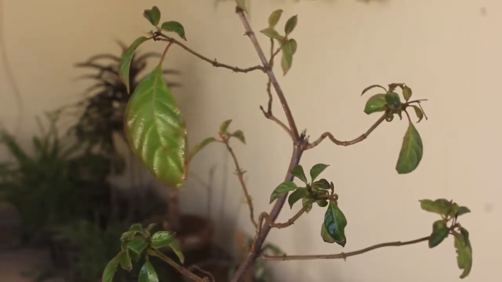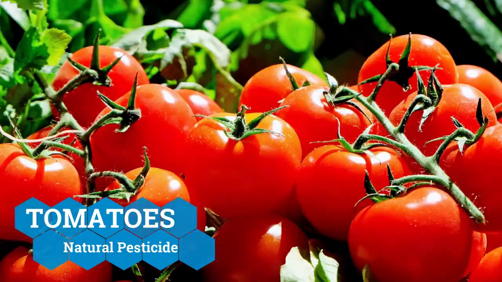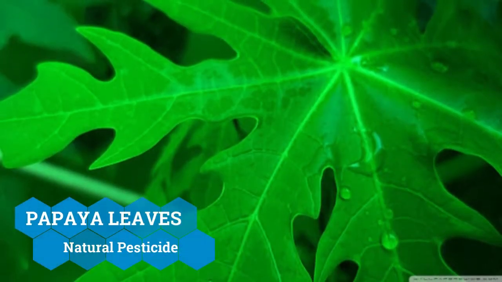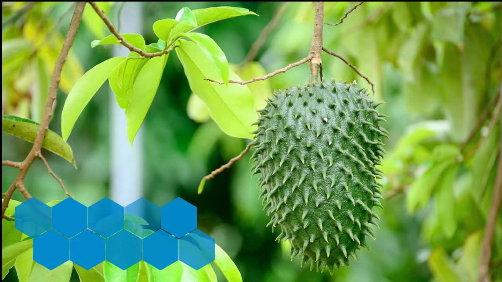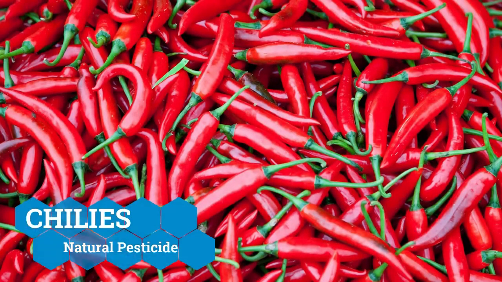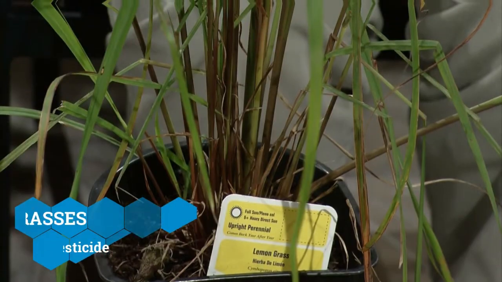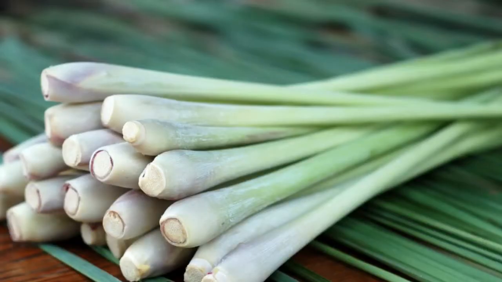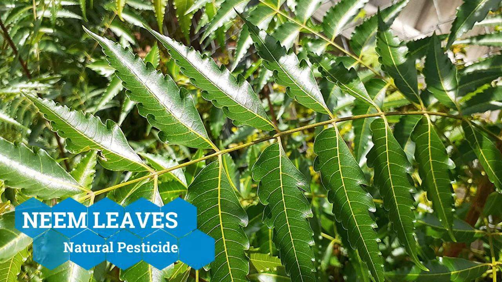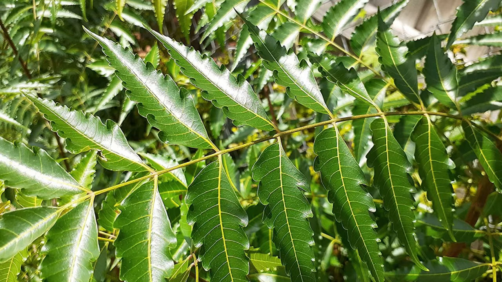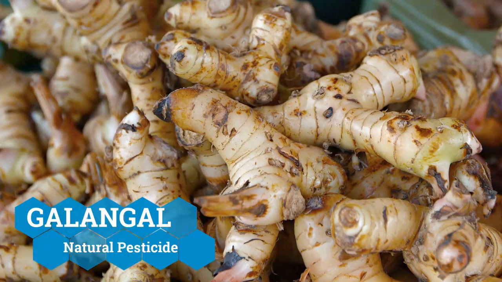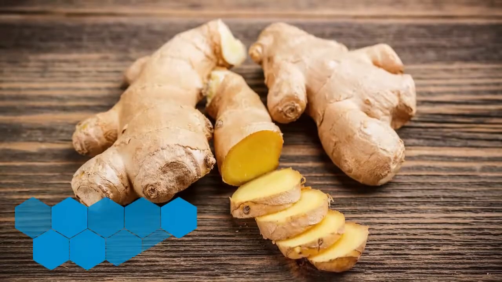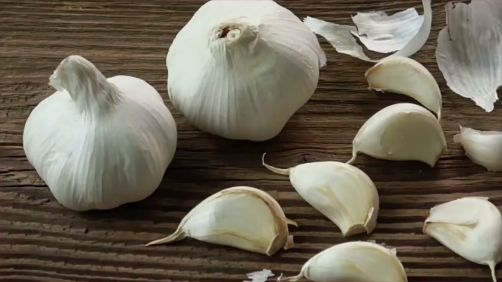Some natural ingredients that can be used are tomatoes, papaya leaves, which have a bitter taste, soursop leaves, where we use the leaves but not the fruit, chilies, lemongrass, which is not only for cooking but can also be used to make pesticide, neem leaves, which we have a lot of at our school and can also be used for pesticide, tobacco leaves, galangal, ginger, and garlic. We will make this natural pesticide at the next meeting.